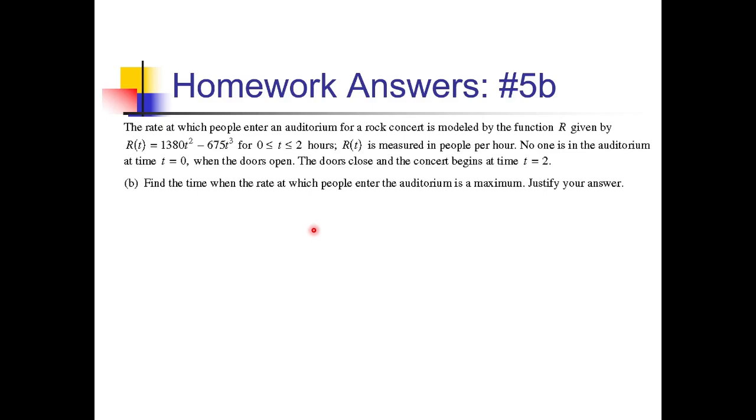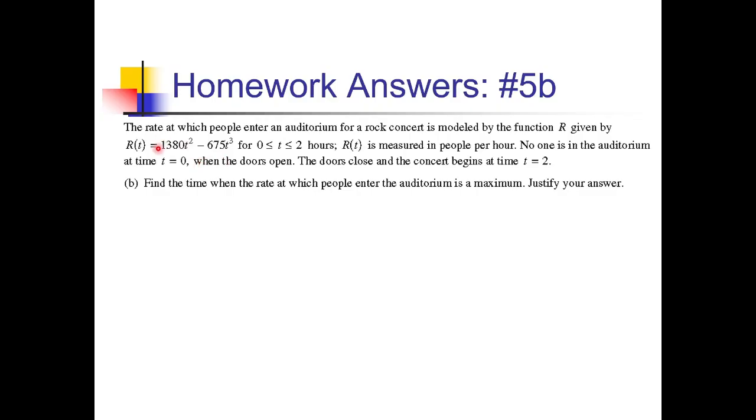For part B on this one, they want to know the time when the rate at which people are entering the auditorium is a maximum, with justification. So they basically want us to find the maximum value of R of t. To do that, we're going to need to find the derivative of R of t, and we're just going to use our power rule on this.